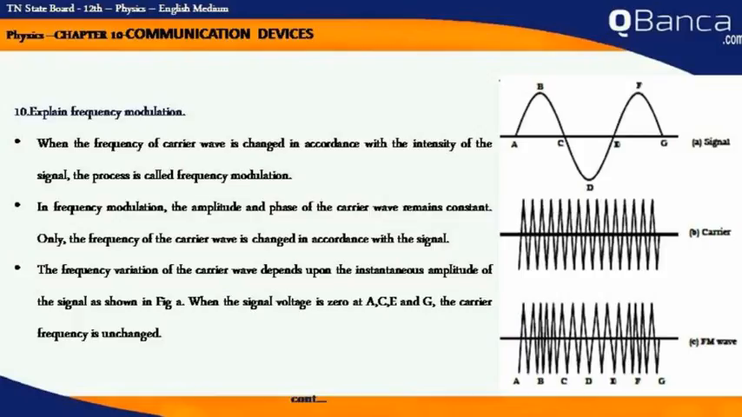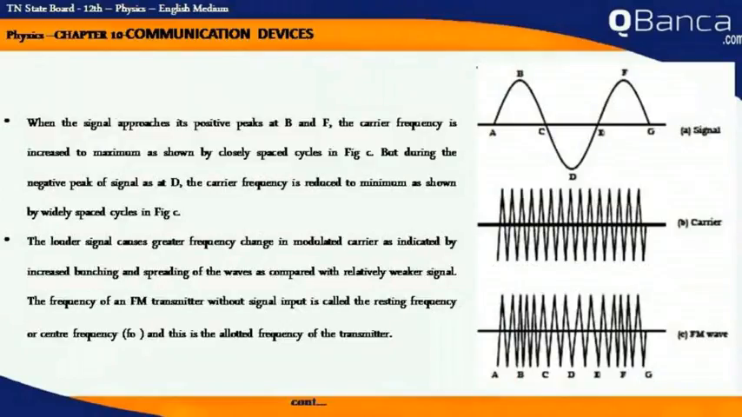The frequency variation of the carrier wave depends upon the instantaneous amplitude of the signal as shown in the figure. When the signal voltage is 0 at A, C, E and G, the carrier frequency is unchanged. When the signal approaches its positive peaks at B and F, the carrier frequency is increased to maximum, as shown by closely spaced cycles in figure C.